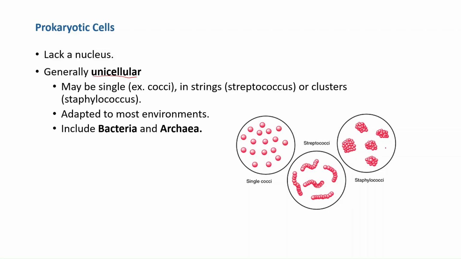Most prokaryotes are very good at adapting to almost any environment. I'm not saying each one, but you're going to find prokaryotic cells in just about any environment. Different ones, yes, but you can find them everywhere. And this includes bacteria and the archaea that we talked about when we were talking about taxonomy.